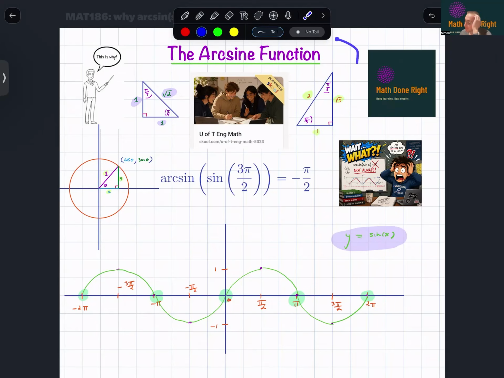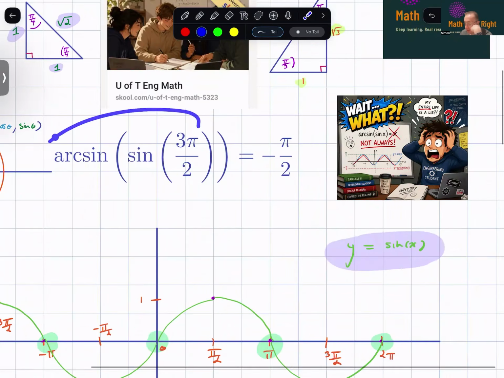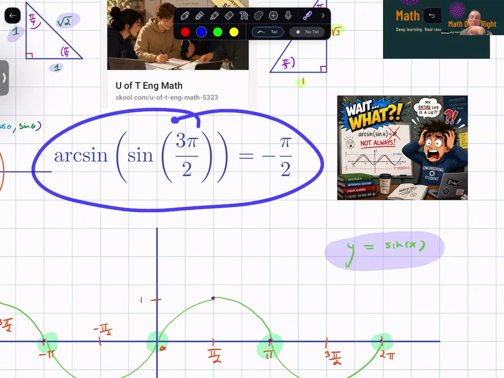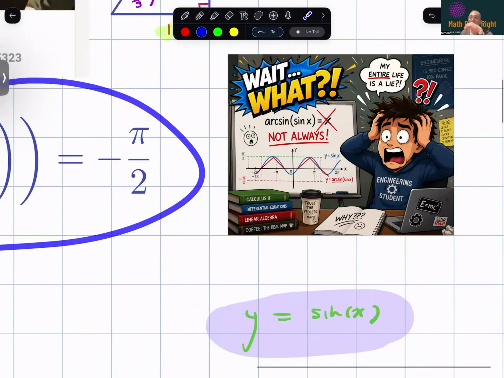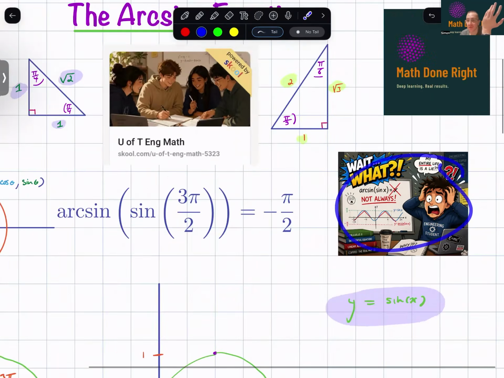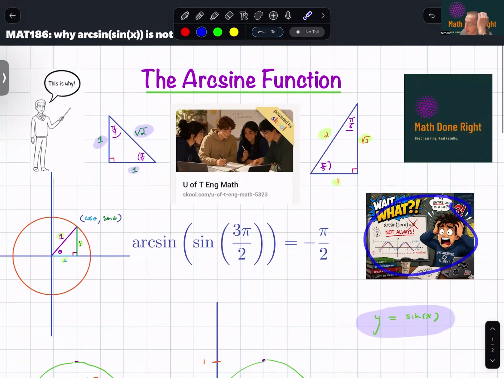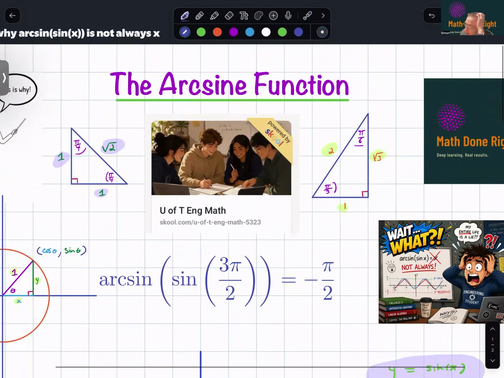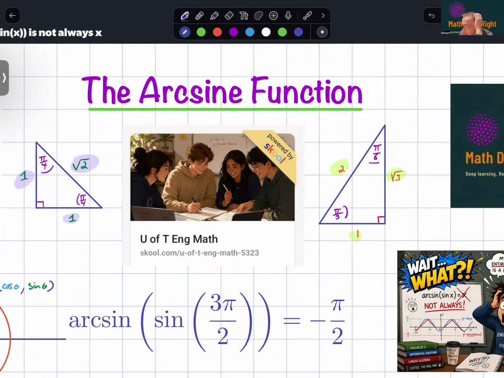We were going to talk about the arcsine function, and in particular, why stuff like this happens, why arcsine of sine of 3 pi over 2 is not 3 pi over 2, it's negative pi over 2. This seems surprising, right? This poor guy here in our graphic is having a problem with this. Because we want to think, you've seen at some point in class or on the internet, you've seen arcsine.